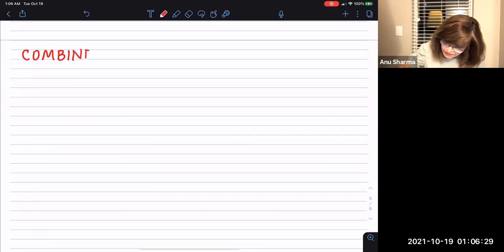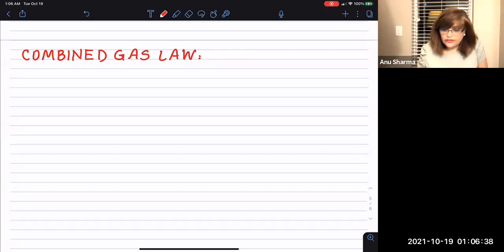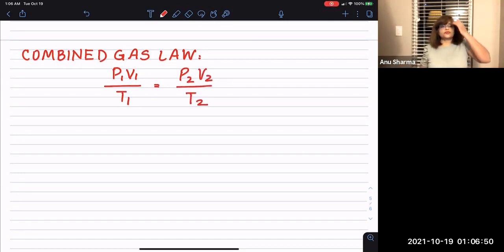Combined gas law. Now, combined gas law combines all the three laws. Okay. And we have P1 V1 over T1 is equal to P2 V2 over T2. So they were able to basically see consistently a relationship in all the three gas laws, Boyle's Law, Charles's Law, Gay-Lussac's Law. So they said, okay, let's combine them. And so if we know 5 of the 6 variables, we can find the 6th one. Okay, so basically that's what it is.